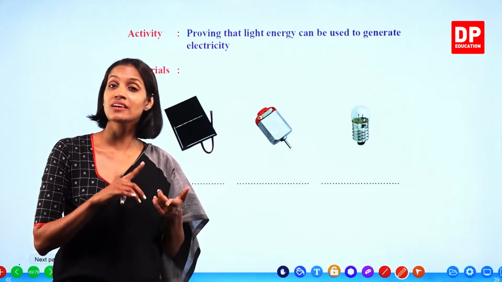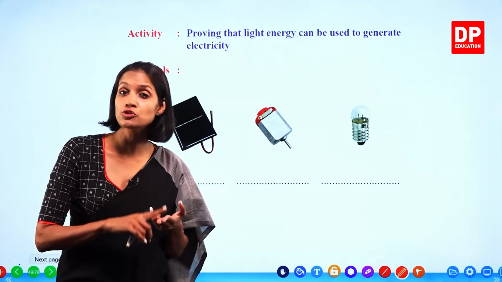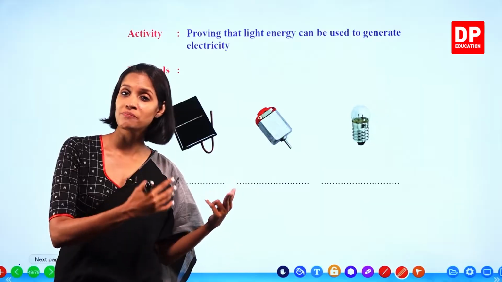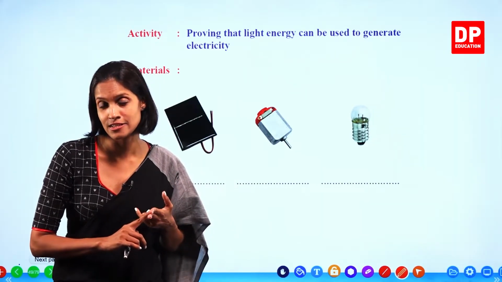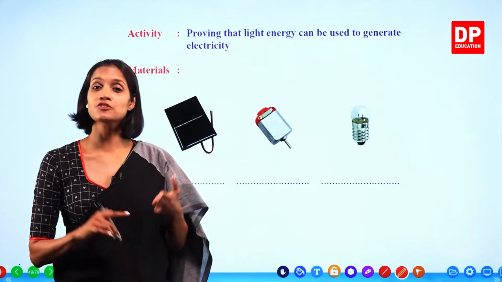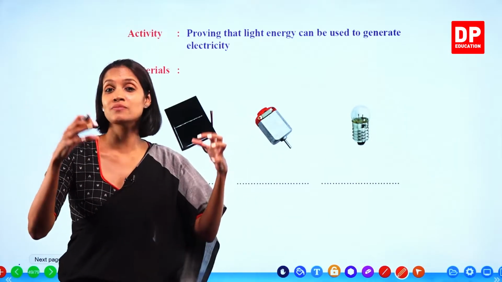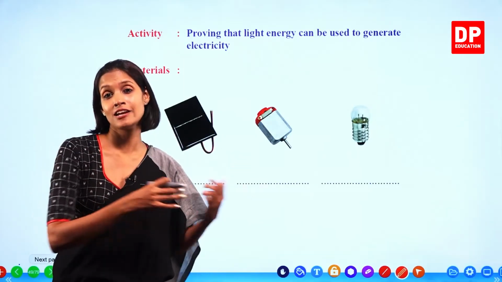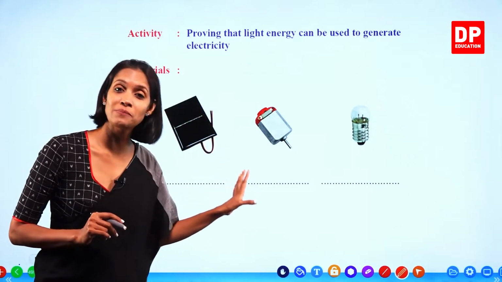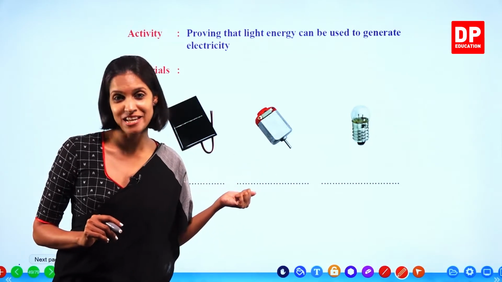Number 1, using chemical cells. Using chemical reactions, we can generate electricity. Number 2, using dynamos, we can generate electricity. Most of the time in most of the power plants, this is the method of generating electricity, right? The third method is using solar panels. When the solar panels are exposed to sunlight, what happens? It can absorb solar energy and generate electricity. So we are going to prove that using solar panels, electricity is generated. Therefore, light can be used to generate electricity.